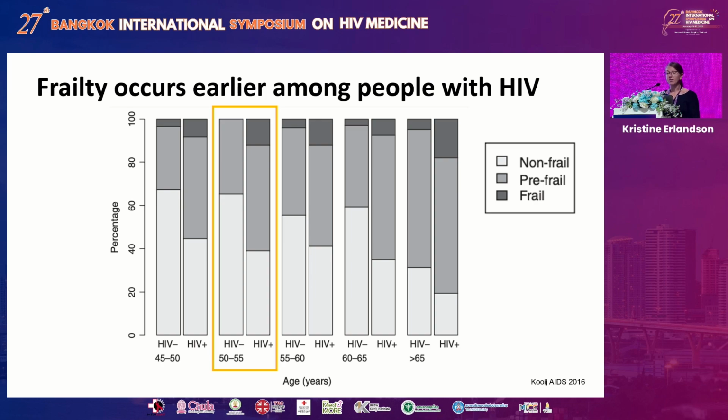Not surprisingly, we see that frailty occurs earlier and more frequently in people with HIV. This is data from the AIDS HIV study in Amsterdam and looks at people with HIV and people without HIV. Those without HIV are shown in the left pair of bars and those with HIV in the right pair of bars. And you can see that the percentage of people with HIV that had either pre-frailty or frailty are consistently greater in those with HIV compared to those without HIV. Highlighted in that yellow bar, about 40% of people without HIV have pre-frailty or frailty compared to about 60% of people with HIV who have pre-frailty or frailty in the 50 to 55-year-old age group.